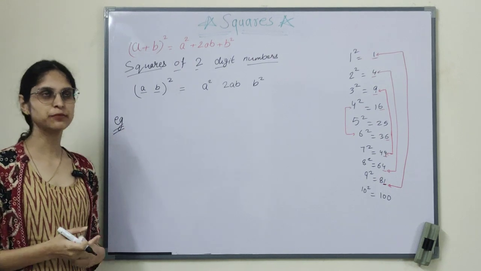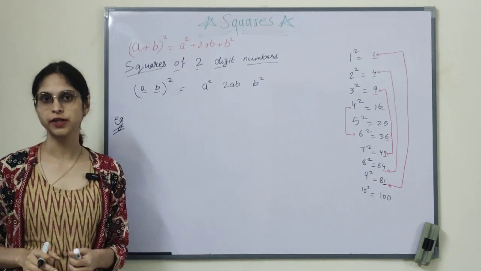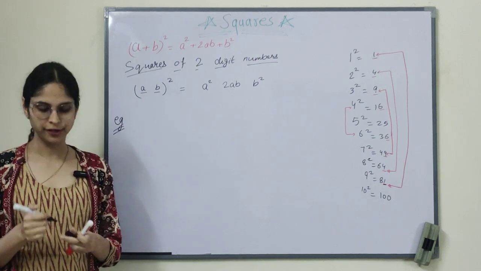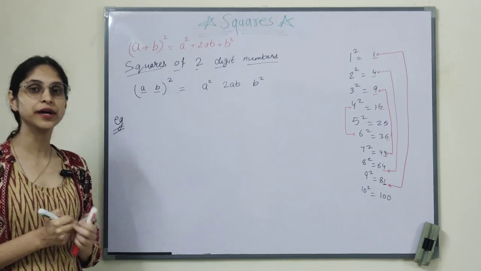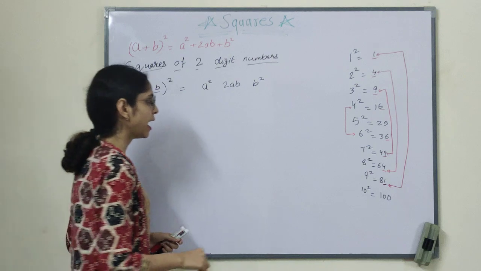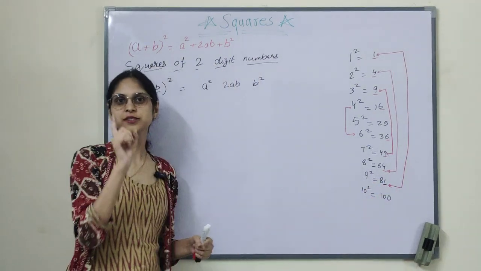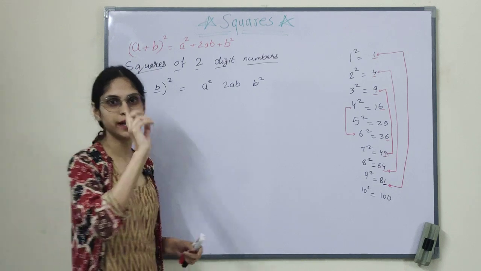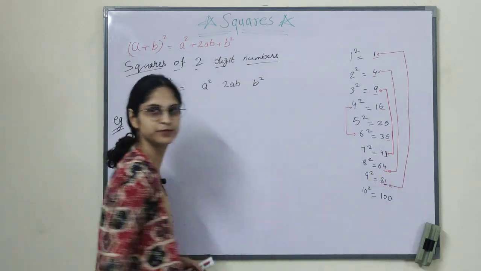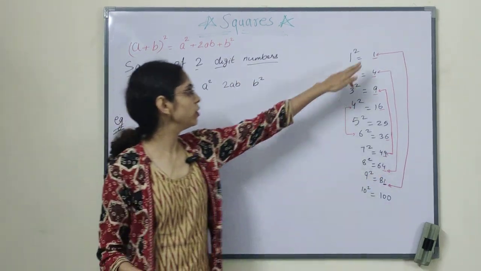Let's take one more example. We have done 74 square, 39 square, and if you just rewind the video, you will see that in 39 square it was 1521, and because it was 9 square it was ending in 1. So because the unit digit was 9, its square ended in 1. Alright. So this will always work.